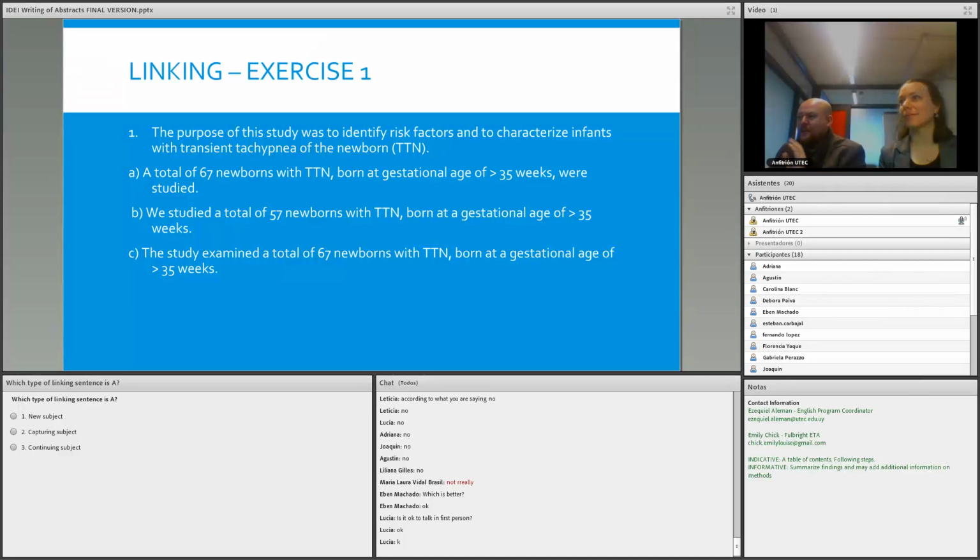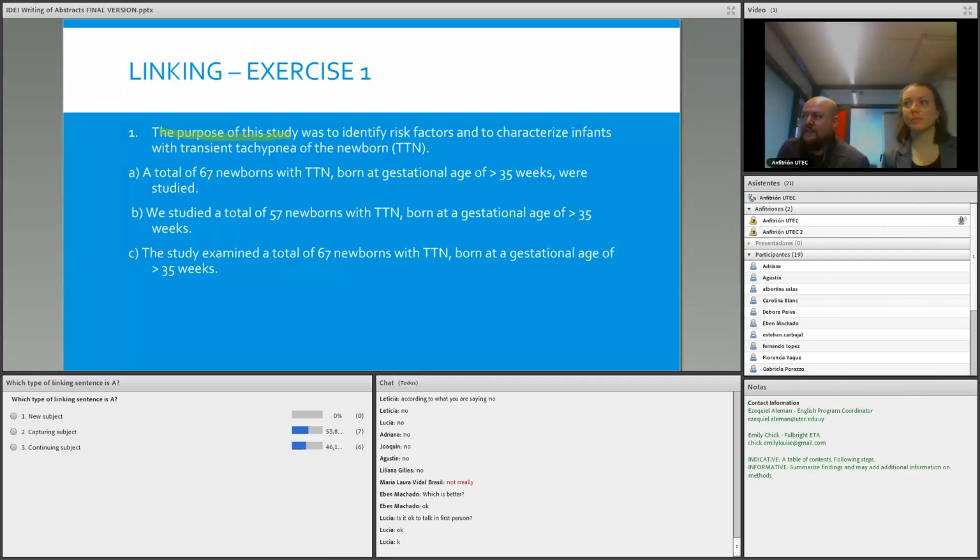Is it capturing the subject, or is it using the first subject, the subject which is the purpose of this study? Good. So we got different results here. So obviously this is a difficult one. The subject of the first sentence was the purpose of this study. So the subject was the study. Now, if I look at this one, it says the subject is a total of 67 newborns with TTN. So what we can definitely discard here is that this is a continuing subject. We are not continuing the subject.